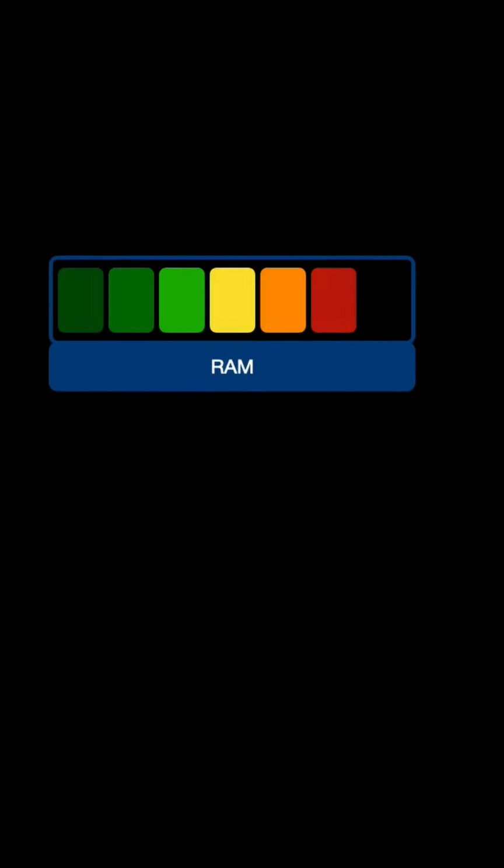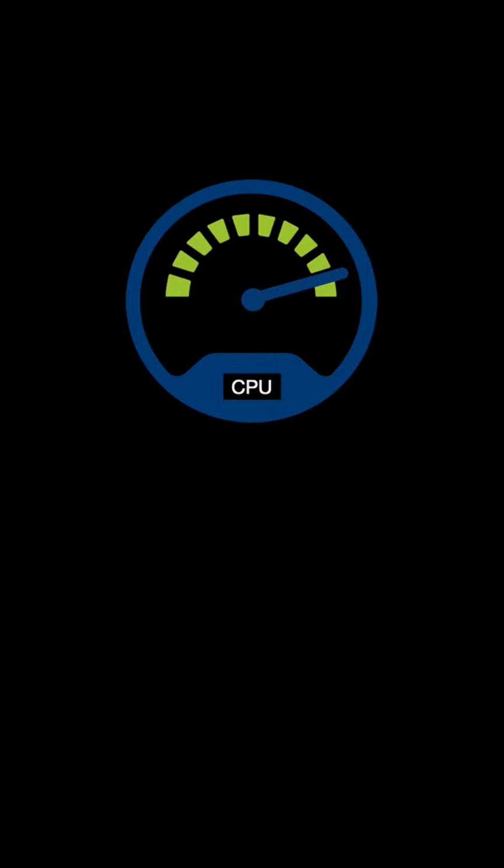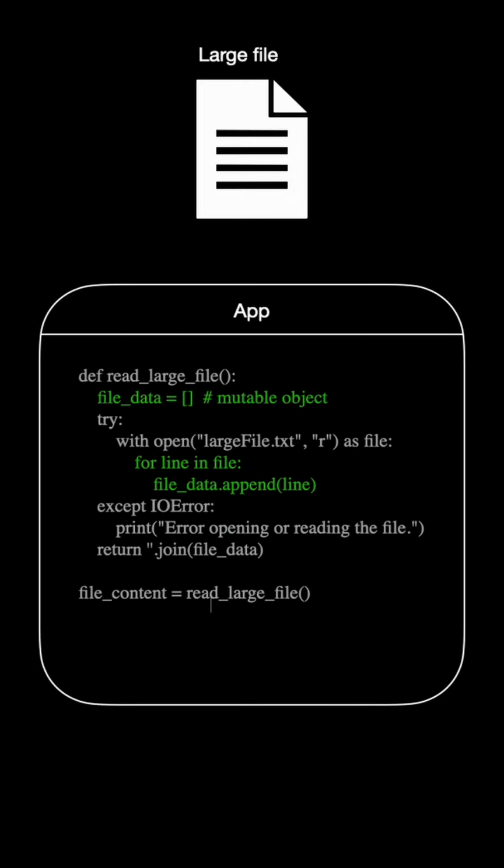However, mutable objects aren't all that bad. They can sometimes be more efficient in terms of memory and performance. As an example, when reading a large file, you would prefer to use the same variable to store its content and reuse it over and over again, rather than creating a new object each time.